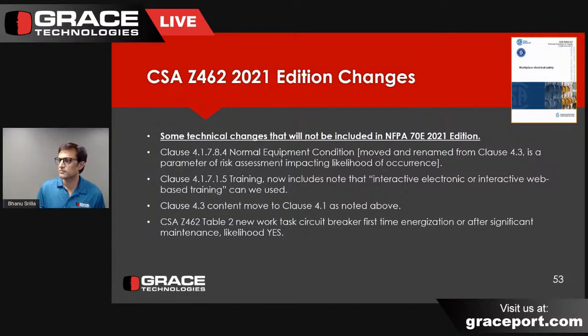And then we've got Table 2, which has a new work task for circuit breaker, first-time energization. Again, Clause 4.2 and Article 120, there wasn't a lot of change, so not much to talk about there. The process for verifying and establishing an electrically safe work condition had some changes that Bhanu touched on. But other than that, Clause 4.3 in Z462 has a major reorganizational change.